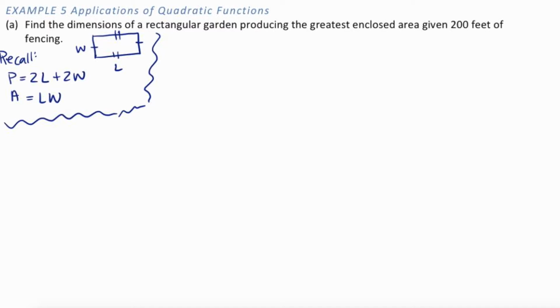Now, what is our perimeter? Well, what do you put around a garden? You put the fence. So this 200 feet is the perimeter. So perimeter equals 2L plus 2W, which can be rewritten as 200 equals 2L plus 2W.